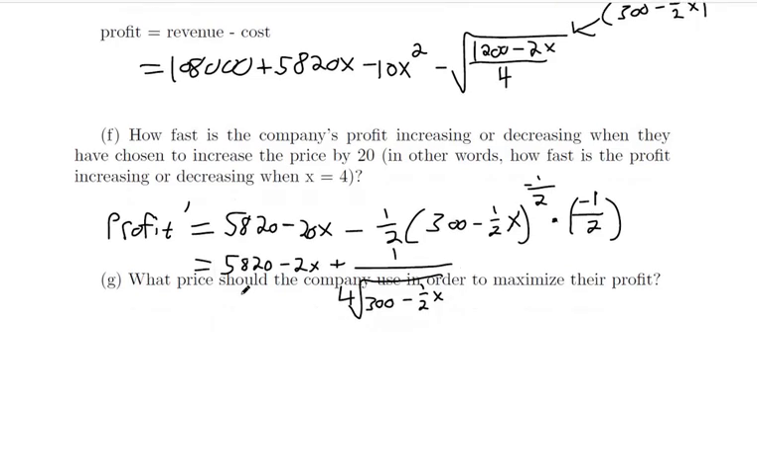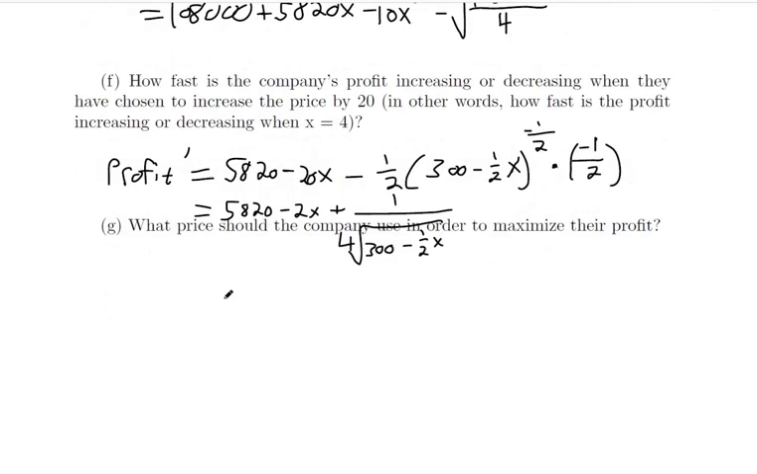Okay. And then part G, what should the company use in order to maximize their profit? We're looking for a local max or a local min, which means we want to set that derivative that I just calculated equal to 0. So set your derivative in part F equal to 0, and any place where the derivative equals 0 or where the derivative fails to exist, that's a critical point. And critical points are all the potential maxes or mins.